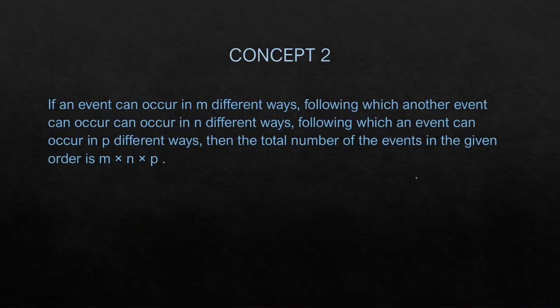This is the second concept. Now, if an event occurs in m different ways, following which another event can occur in n different ways, following which an event can occur in p different ways, then the total number of events in the given order is m multiplied by n multiplied by p.